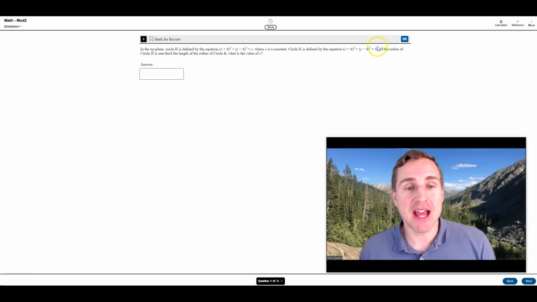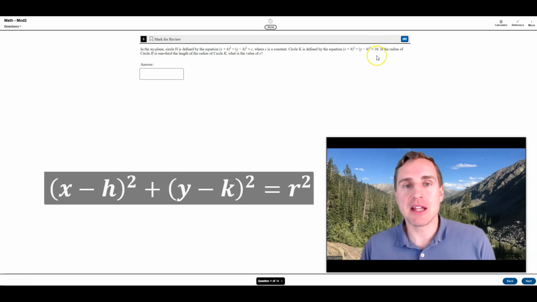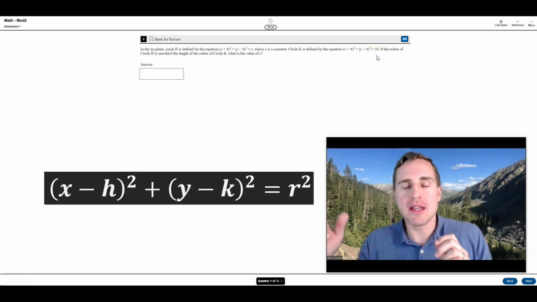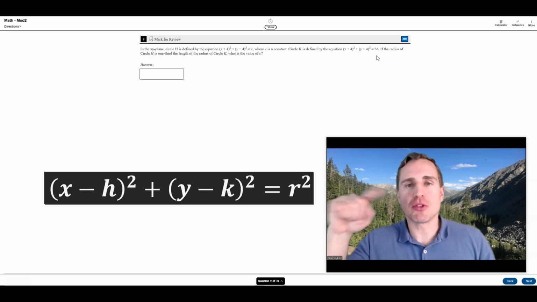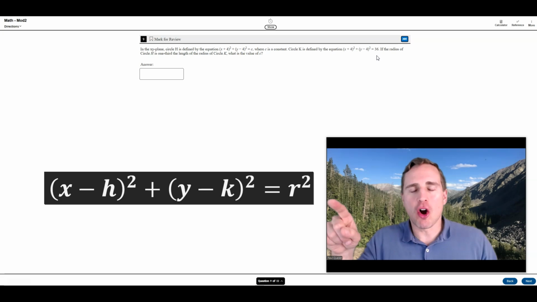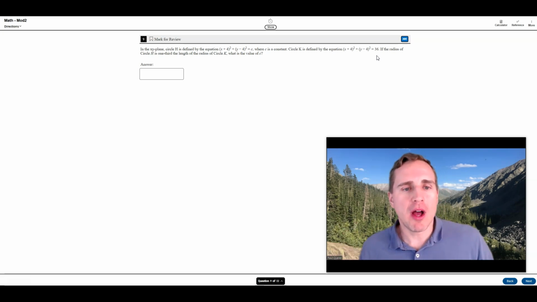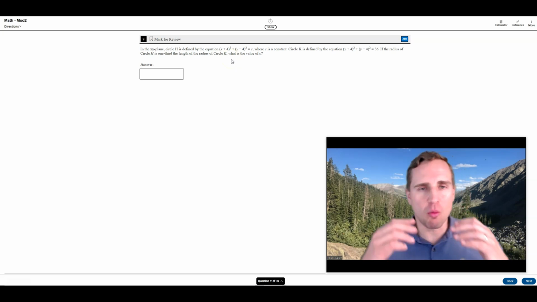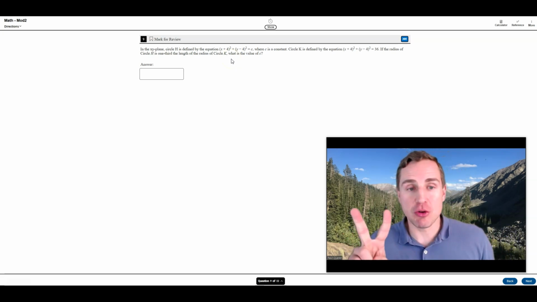Because on the right-hand side here, the equation for a circle graphed in the xy plane is (x − h)² + (y − k)² = r², where (h, k) is the center and r is the radius. Well, if I square root 36, I get the radius of this circle, which is 6. So if it's 1/3, then 1/3 of 6 should be 2.